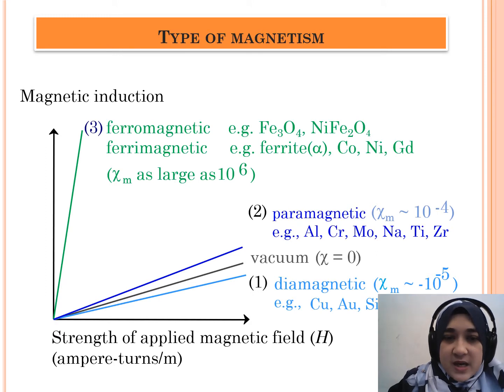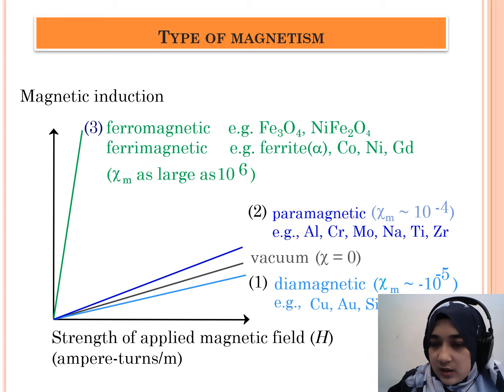Okay, types of magnetism. Just now we have ferro, very strong or having large coercivity, paramagnetic is the poor one, and diamagnetic opposes the magnetic moment. This is the strength of the magnetic field.